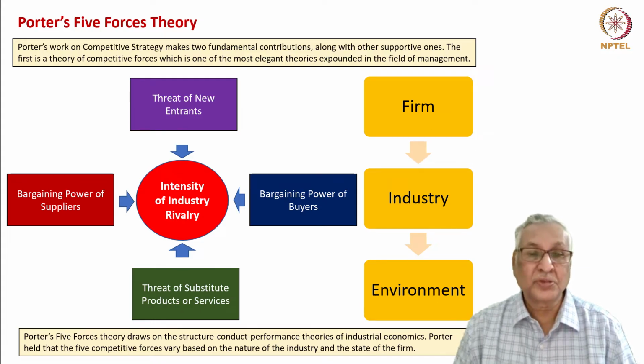There are five forces, according to Professor Michael Porter, operating in any industry. The first is the threat of new entrants. The second is the bargaining power of buyers. The third is the threat of substitute products or services. And the fourth is the bargaining power of suppliers. The fifth being the intensity of industry rivalry.